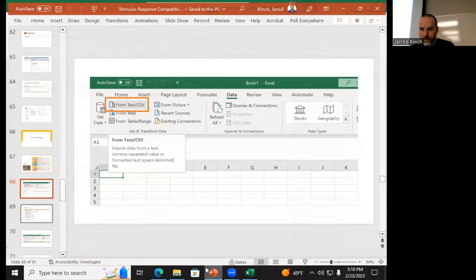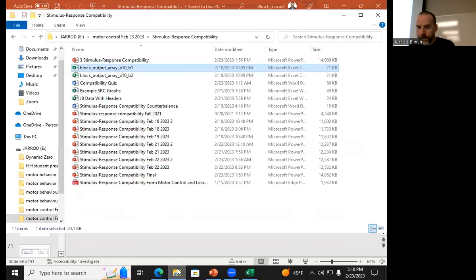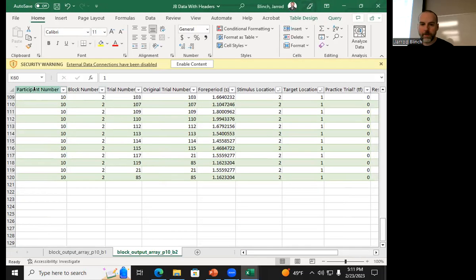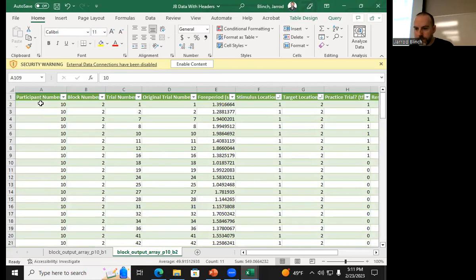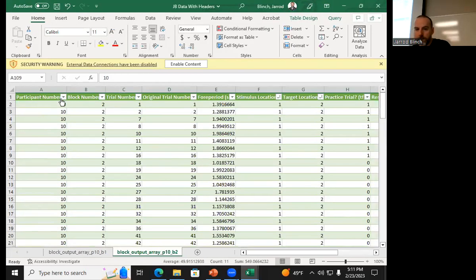Let's see here. Over in the PowerPoint, it lists the columns. Normally I would just type those all in, but I don't want to bore you with that. In this file, I think I already typed in all the column names, so it's easier to look at and say, okay, what are these data?